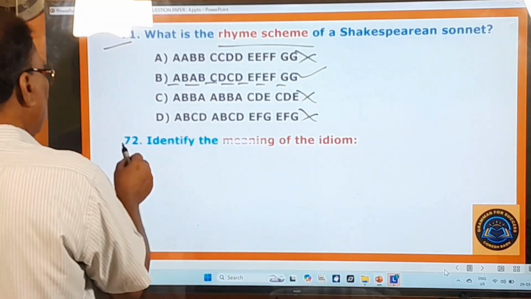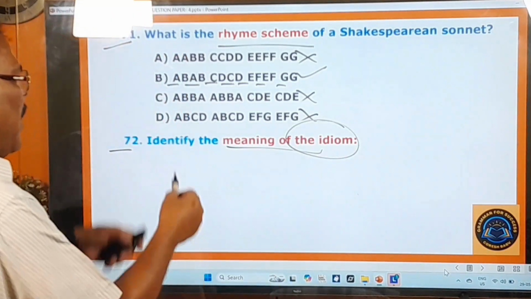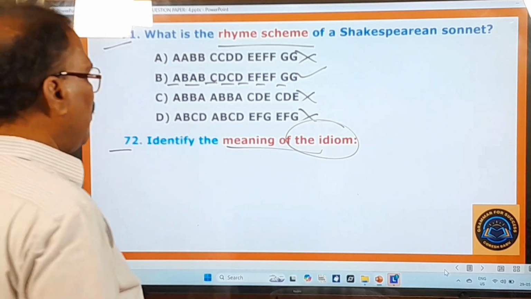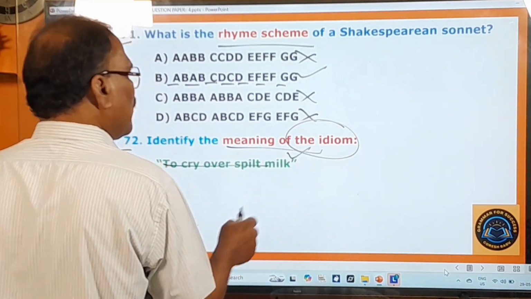And here you pay attention, 72nd question. Identify the meaning of the idiom. So some idiom is given. He is asking you to find out the meaning of that. What is that? To cry over spilt milk.